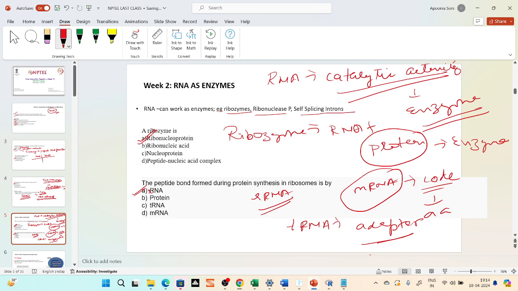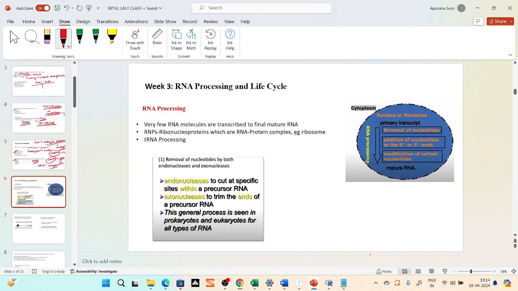Okay. Next question. Now we'll come to week 3. Up till week 1 and week 2, what have we studied? We have studied what is RNA, what are the different functions of RNA, and how RNA can function as a ribozyme, how RNA can function as an enzyme. All that we have studied. Then in week 3 we study the various post-transcriptional modifications that happen.